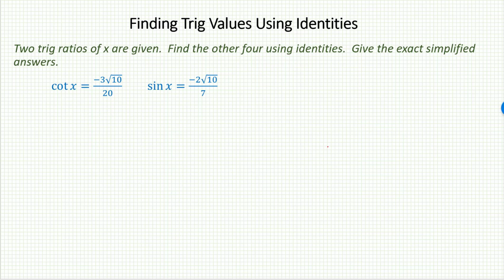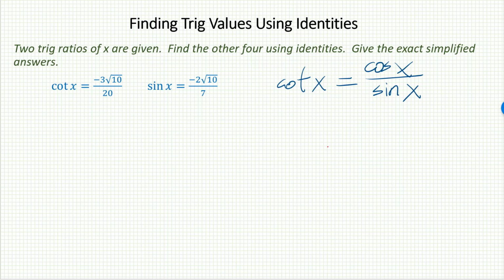When I see cotangent and sine, my mind immediately goes to one of the quotient identities. The quotient identities are perfect when you have two of those three ratios. Now obviously I have cotangent, so I'm going to pick the one that says cotangent x equals cosine x over sine x. I have cotangent, I have sine, I just need to find cosine x.